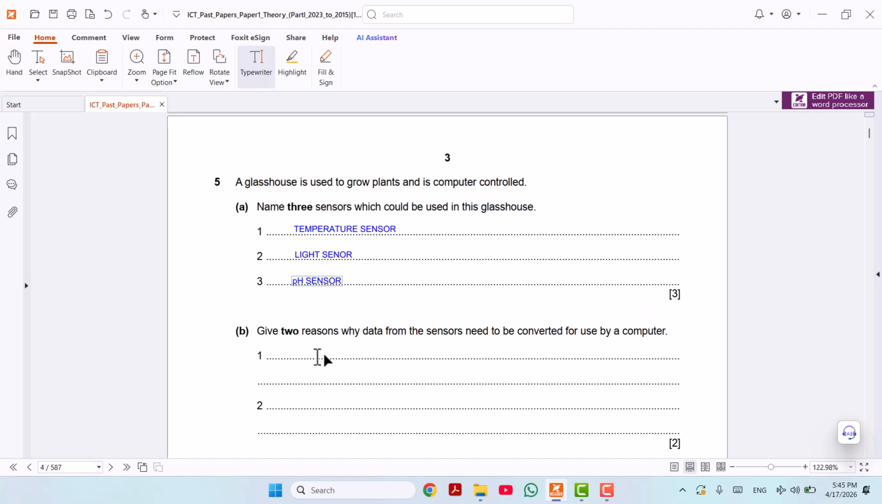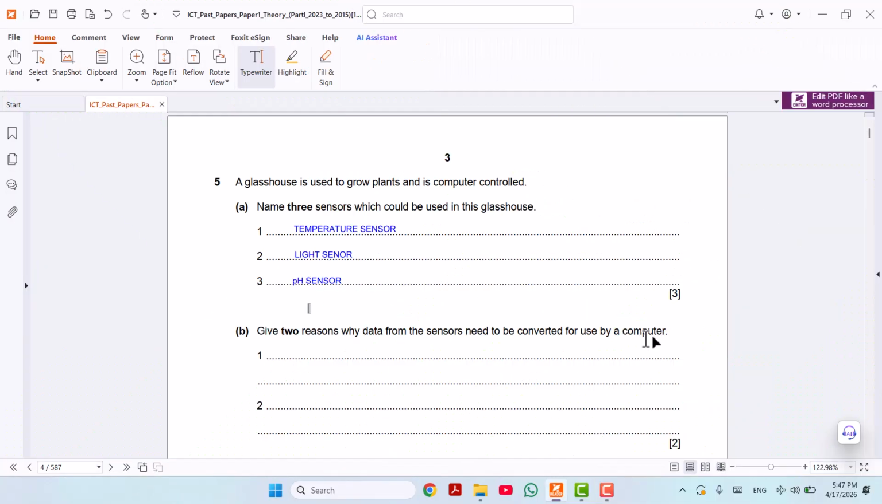Question number two. Give two reasons why data from sensors needs to be converted by the computer. If you remember, we said that data from a sensor cannot be understood by the computer because the output from the sensor is analog data and the input to the computer is digital data. So that is the reason the data should be converted. Okay, so you can write it.